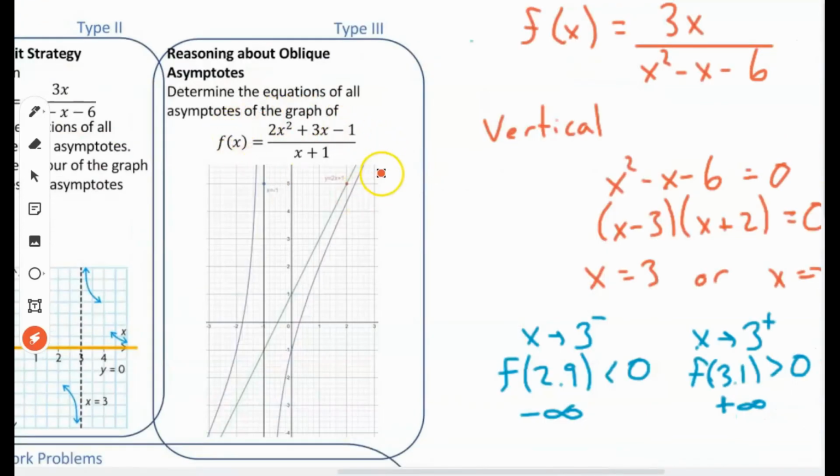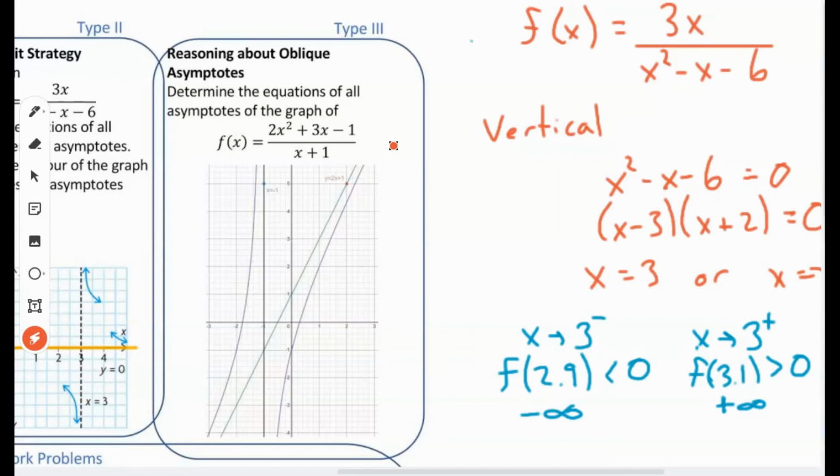All right, so in our last example, we are going to determine all asymptotes, but specifically, we have an oblique asymptote here. Now, we also have a vertical asymptote, because you can clearly see in the denominator, if x is -1, we're dividing by 0. So we do have a vertical asymptote at -1. But for this question, I want to focus on the oblique asymptote.